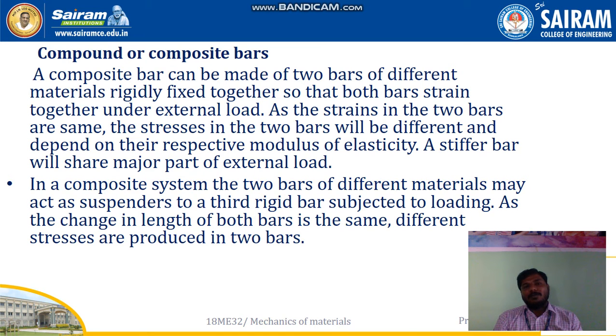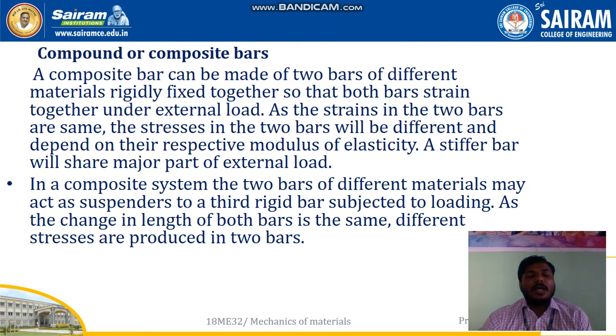A composite material is nothing but a mix of two or more different materials put together, and that is what we call a composite bar. So now we are going to discuss composite bars. A composite bar is made up of two different materials, and both materials will be rigidly fixed together, so that the strains in the two different bars will be the same under the external load.